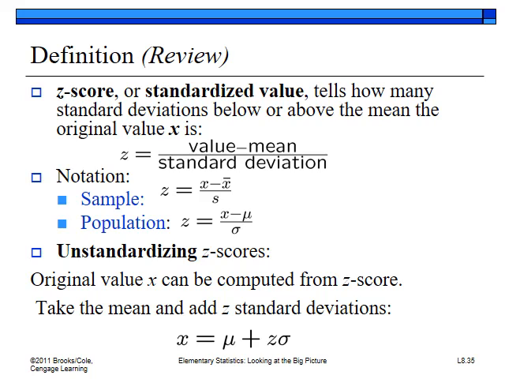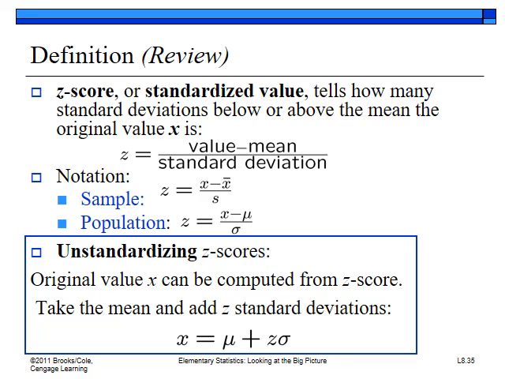To review, the z-score, or the standardized value, is a measure of how many standard deviations above or below the mean the original value is. To compute z, we take the observed value, we subtract the mean, keeping in mind if we're looking at a sample, we'll subtract x bar. If we're looking at a population, we'll subtract mu, and then divide that result by the standard deviation, s for a sample and sigma for a population. If you're given a z-score and you want to find the original x, take the z-score, multiply by the standard deviation, and add the mean.